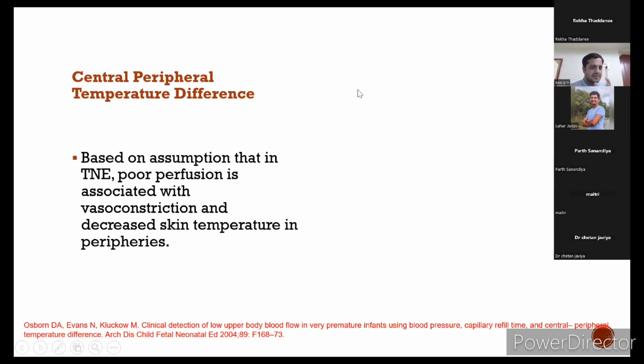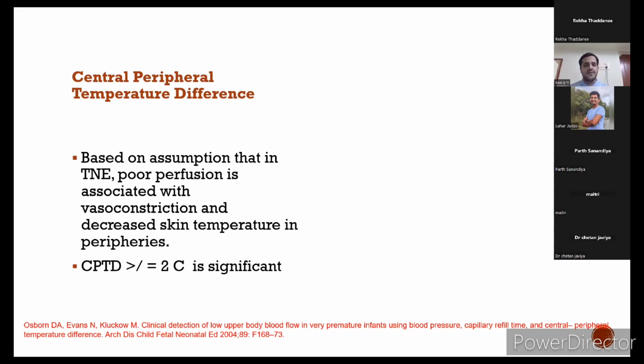Okay, so the central peripheral temperature difference is based on the assumption that whenever a baby is in a thermoneutral environment, poor perfusion is associated with vasoconstriction and decreased skin temperature. A central peripheral temperature difference of more than or equal to 2 degrees Celsius is considered significant.